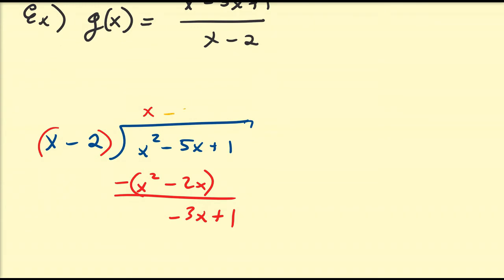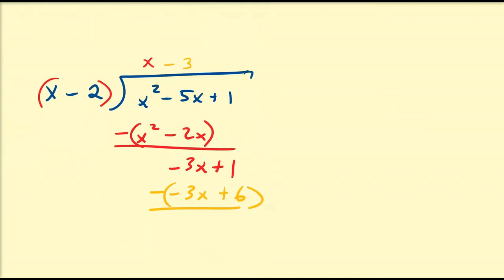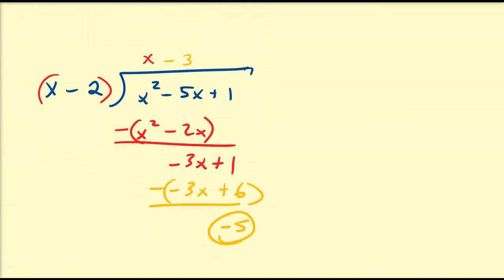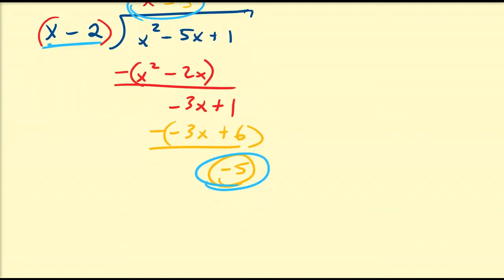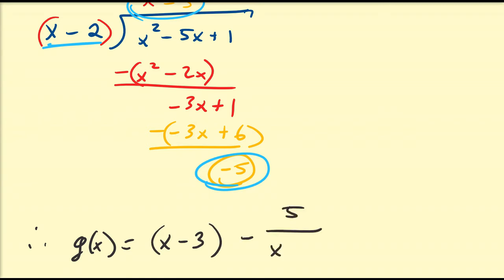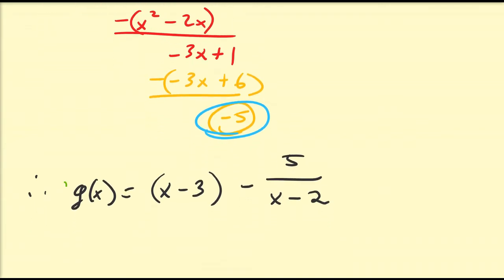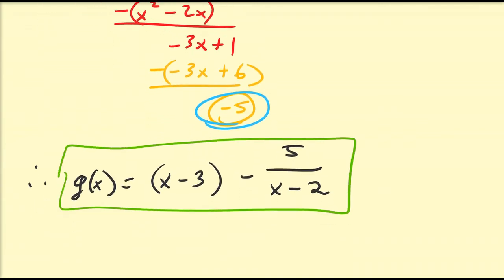x times minus 3 is going to give us negative 3x, and then multiplying that down is going to give us negative 3x plus 6. Then I'm just going to subtract that. I'm going to have 1 minus 6. That's going to give us negative 5. So there's our quotient, there's our remainder, and there's our divisor. So an alternative representation for g is x minus 3 minus 5 over x minus 2. So this is going to be a little bit easier to interpret.